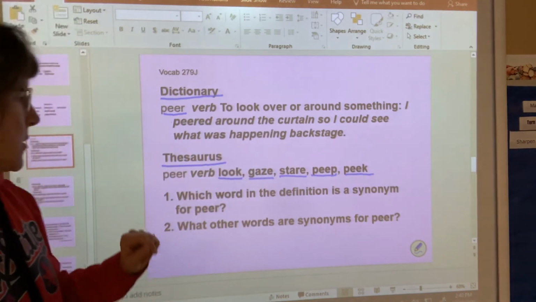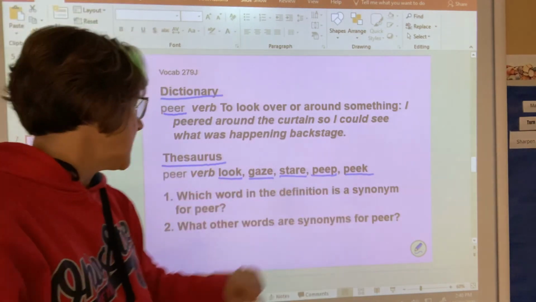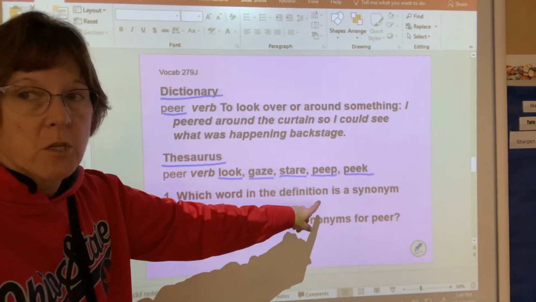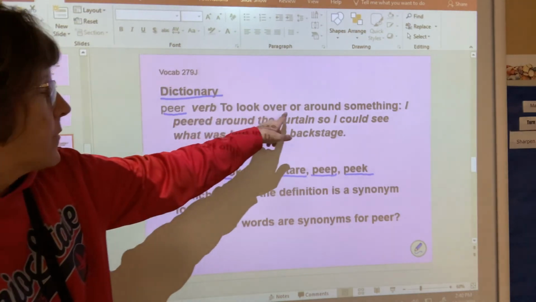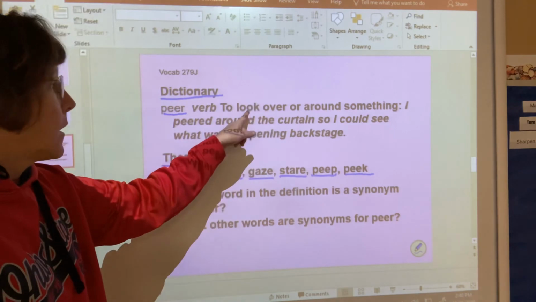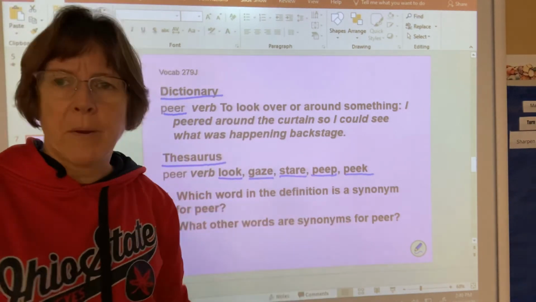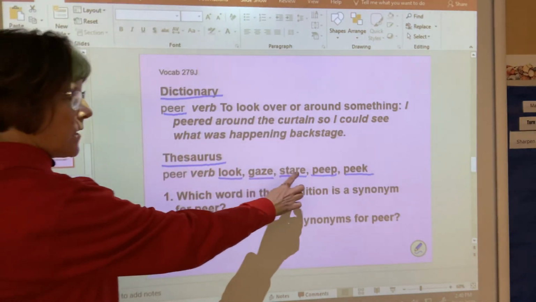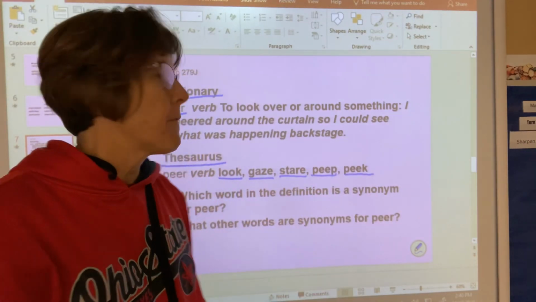Now we have some questions. Which word in the definition is a synonym for peer? So now they want us to look at the definition. A definition is found in a dictionary. To look over or around something. Which word there is a synonym? Look. What other words are synonyms for peer? That's where we go to the thesaurus. Look, gaze, stare, peep, and peek are all synonyms for peer.